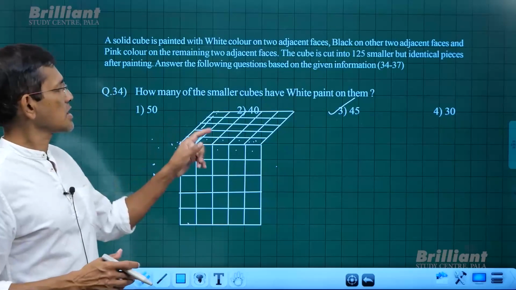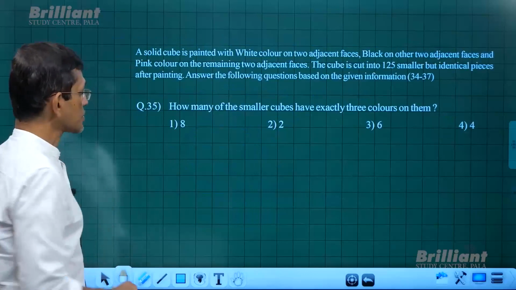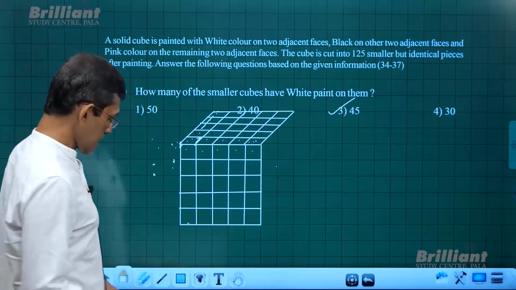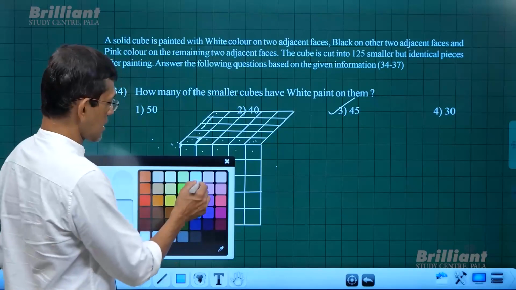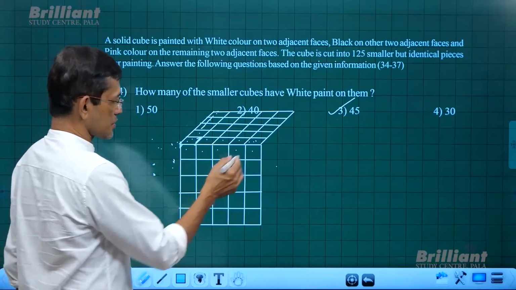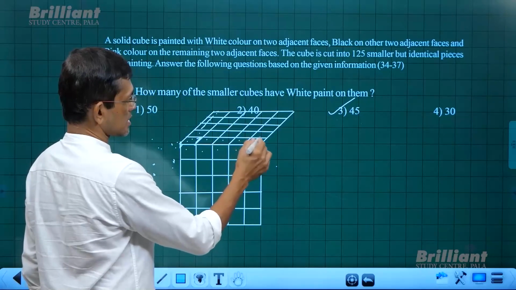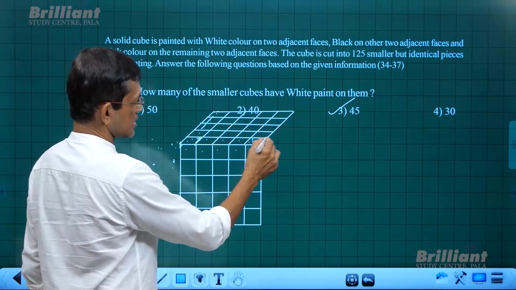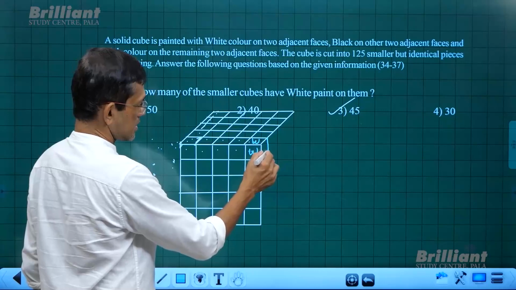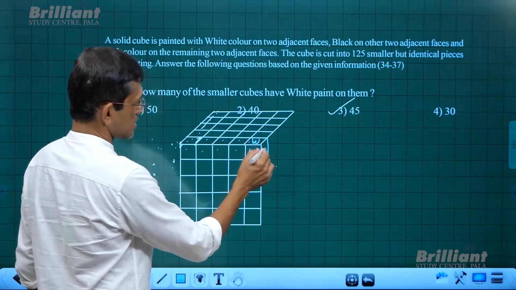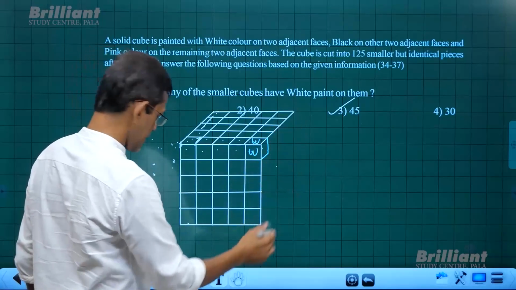And how many of the smaller cubes? Well, this is the question. How many of the smaller cubes have exactly 3 colors on them? 3 colors. If you look at this cube, this has the white color here, and this is a white color here. And if you take this black here, so this cube, then of course we'll have cubes on that side.